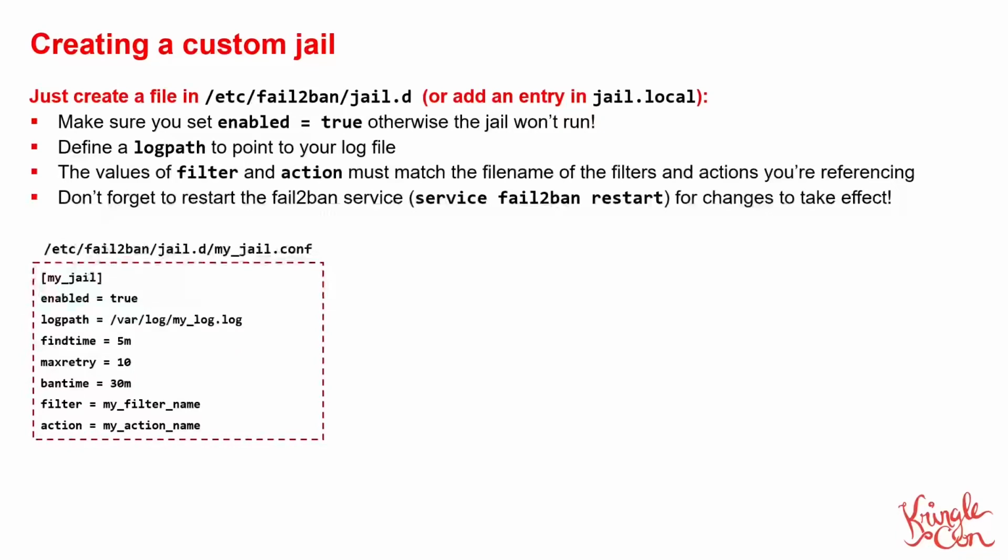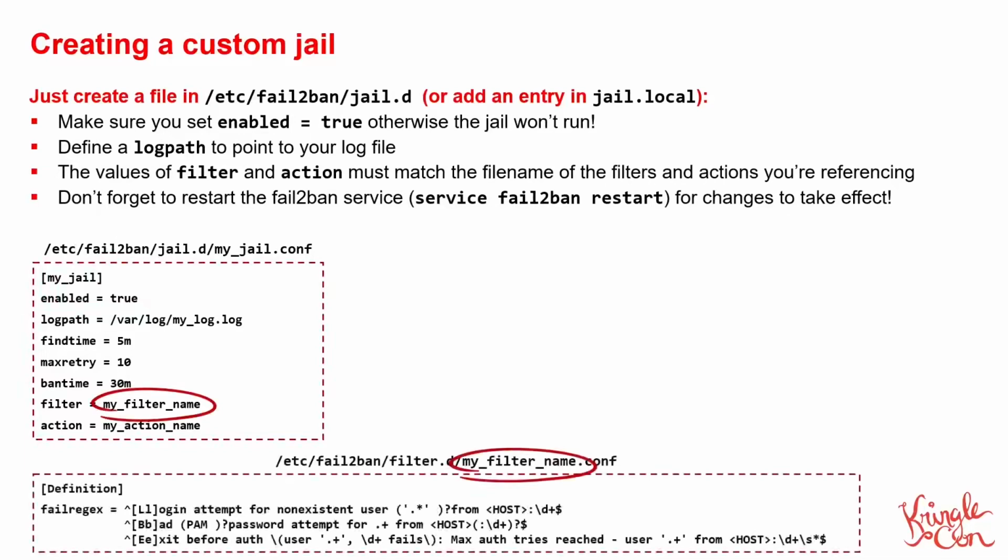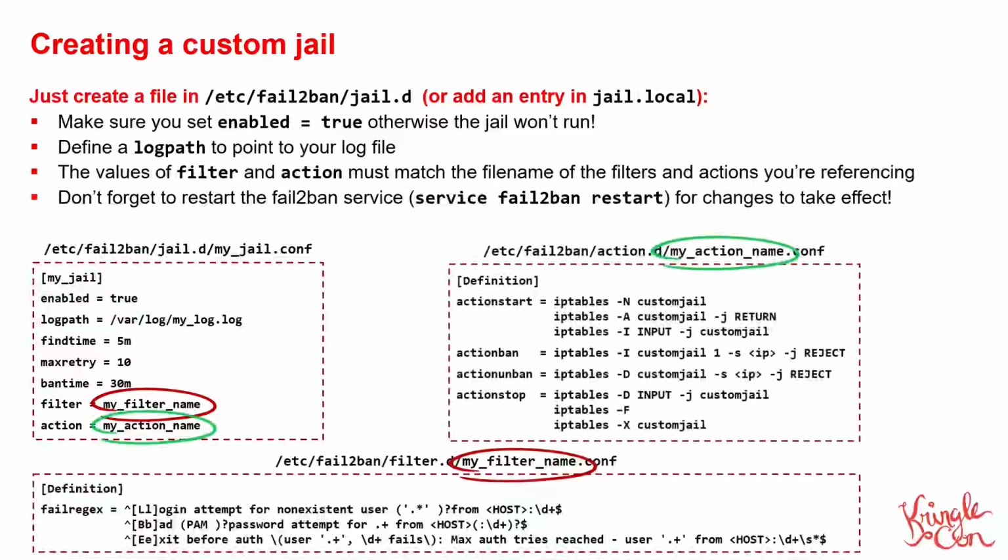You also need to reference the particular filter that you want to be applied to the logpath, and also the list of actions that you want to be taken. Just make sure that your filter and your action names match the name of the config file that is created in the action.d and filter.d folders.